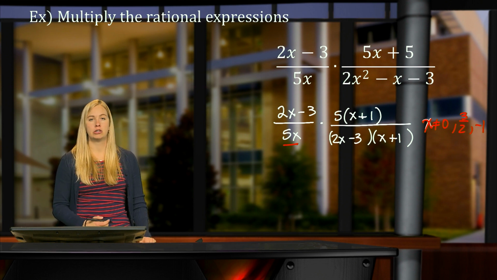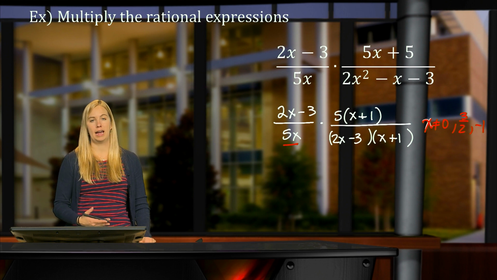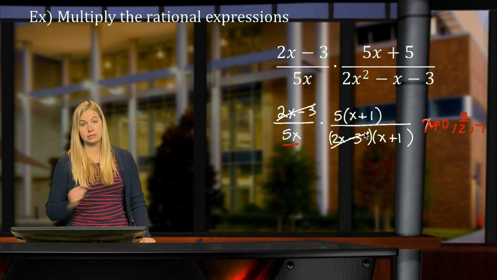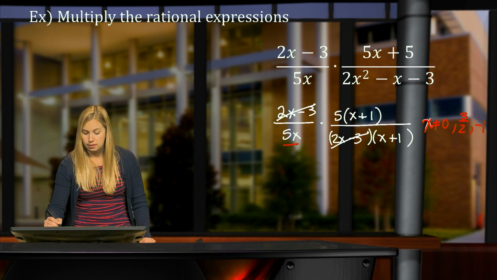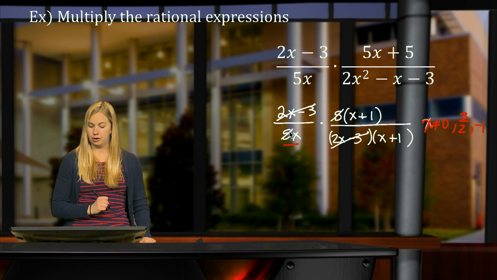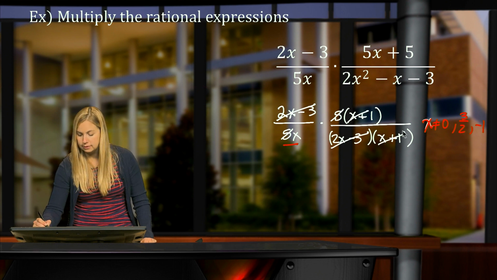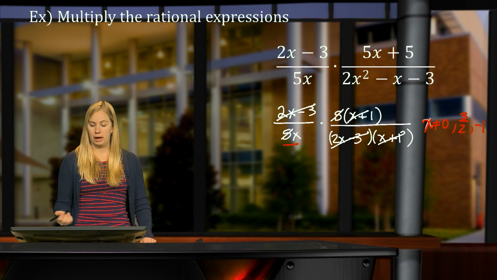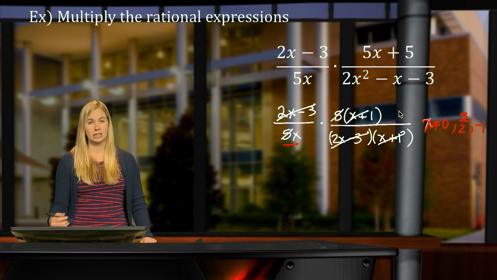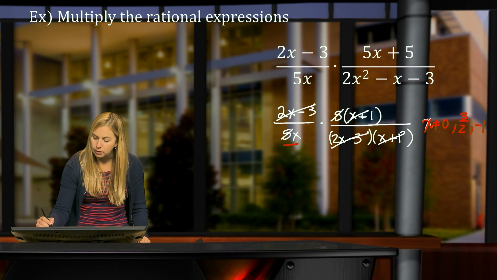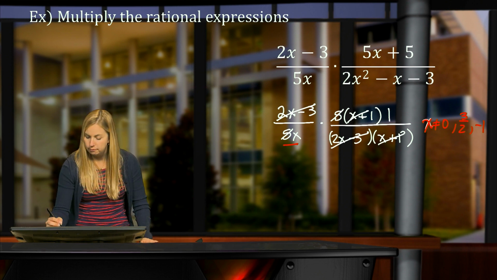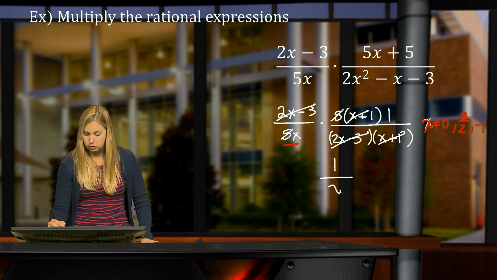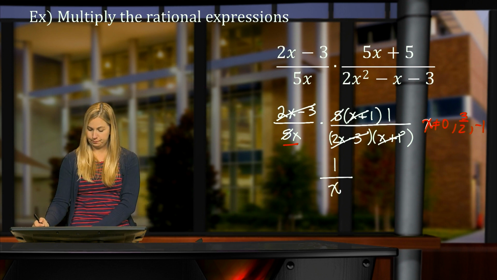Now that we've stated all our restrictions, we go through and cancel out like factors. This factor of 2x minus 3 cancels out with this factor of 2x minus 3. This 5 cancels out with this factor of 5. And this x plus 1 cancels out with that factor of x plus 1. Now that we've simplified everything, we multiply across. If you look at our numerator, it doesn't look like there's anything left. But remember that we can always add a factor of 1. So that's what's remaining in our numerator, 1. And in our denominator, we have x.